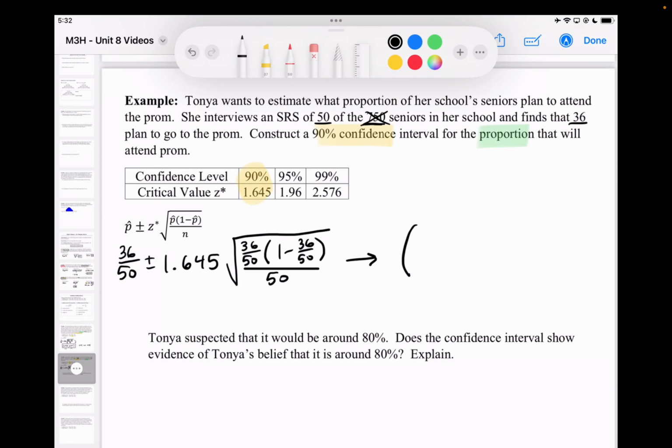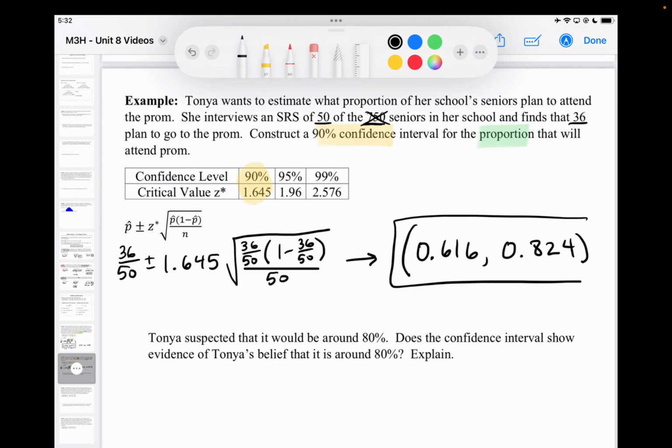And I've got an answer of 0.616, which, remember, is a proportion, so you could convert it to percentages in your head. We'll keep it as a proportion in our answer. So it's kind of like 61.6%. And then this next one is about 82.4%. And once again, feel free to pause and calculate that so that you can see if you can do it.